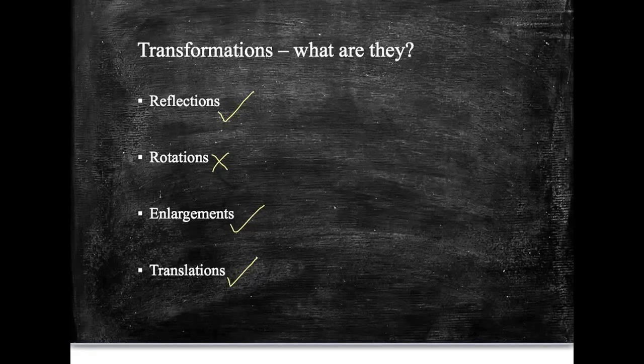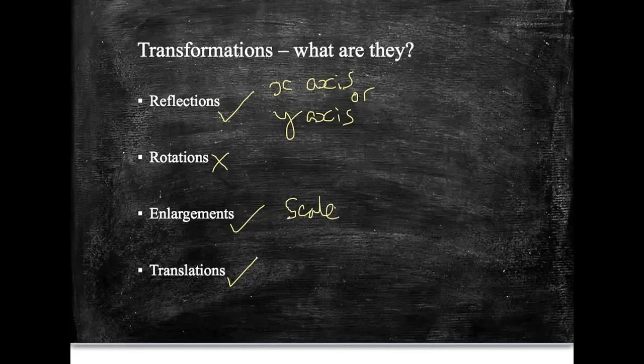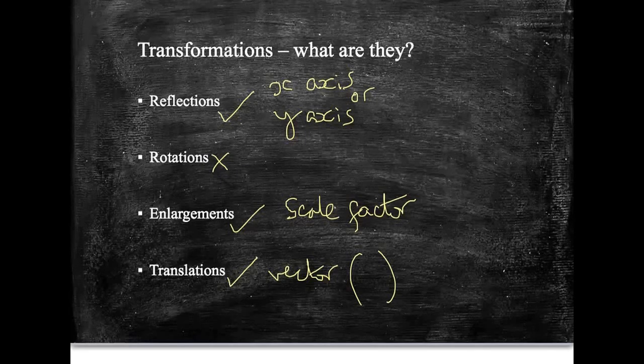When we're reflecting, we can reflect in a mirror line, and what we're going to be looking at is whether we're going to reflect in the x-axis or the y-axis. These are the only 2 places that we need to worry about. We're going to enlarge by some sort of given scale factor. So we're going to work out what the scale factor of enlargement is, and we're going to translate by a vector. And remembering that our vectors look something like this, where your top number is your movement left and right, and your bottom number is your movement up and down. So by some sort of vector, I'll call it (a, b). Okay, so these are the things that we're going to be doing.